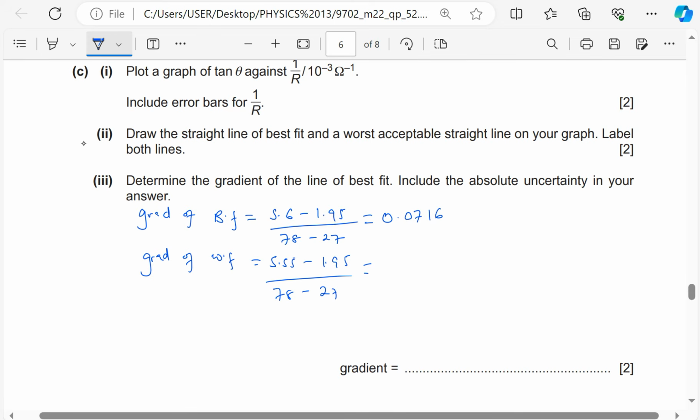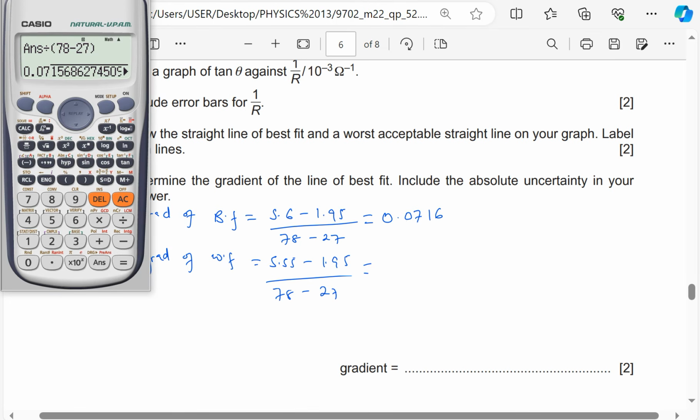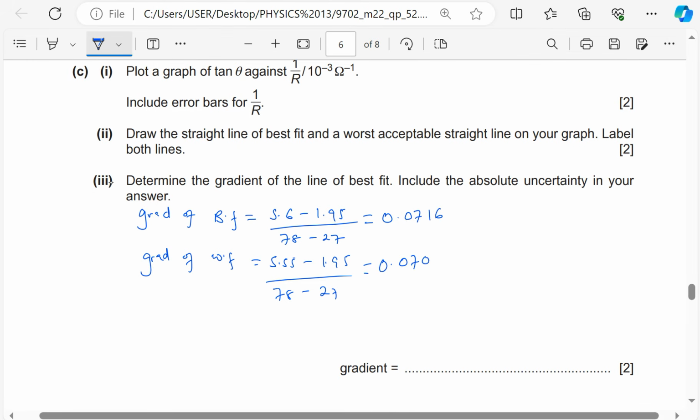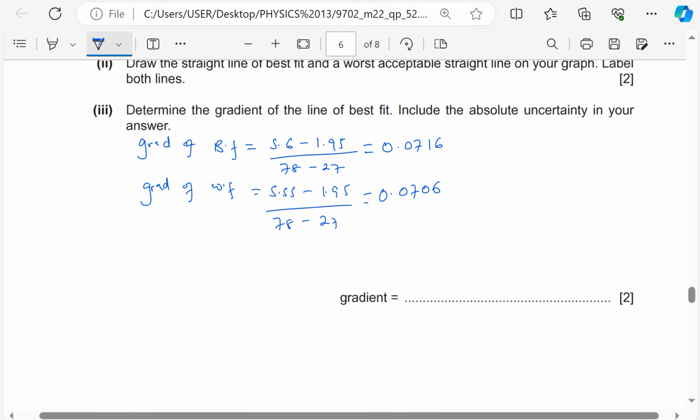0.0716. Then for the worst fit, I have 5.55 minus 1.95 divided by 78 minus 27, which is 0.0706. Then I have to find the uncertainty, which is going to be the difference between the two. So I will say the steepest.